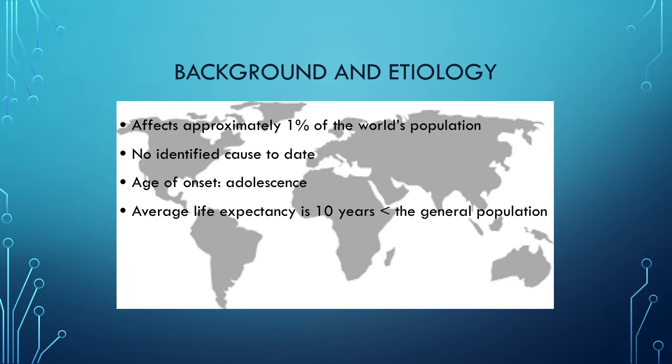Background and etiology. Schizophrenia affects approximately 1% of the world's population, which is millions of people. While it is believed to have some influences from genetics and environmental factors, the cause of schizophrenia is still highly unknown. People are typically diagnosed during adolescence or young adulthood. Unfortunately, the average life expectancy for a patient affected with schizophrenia is about 10 years less than the general population.